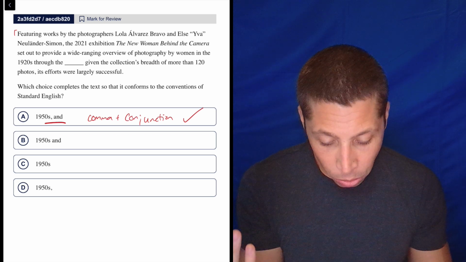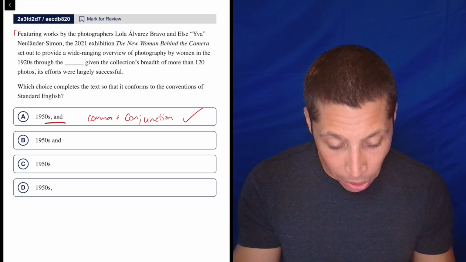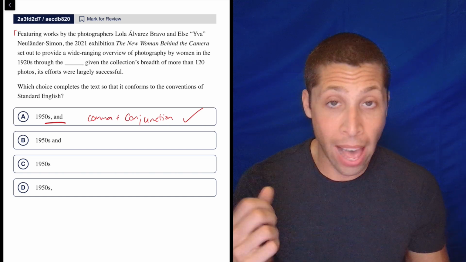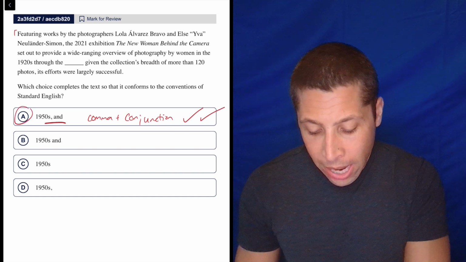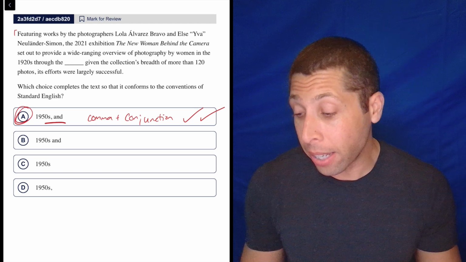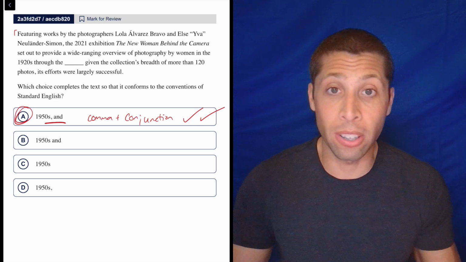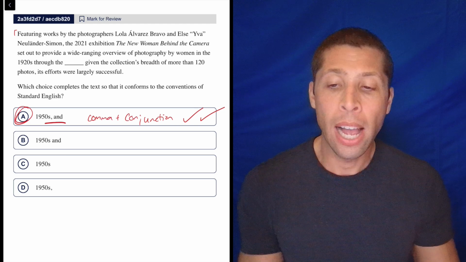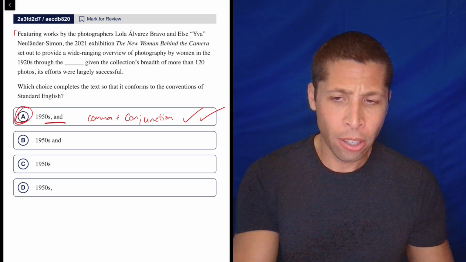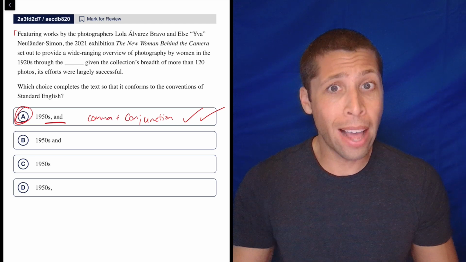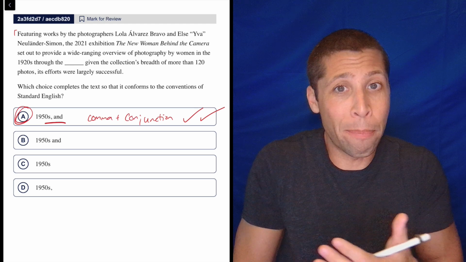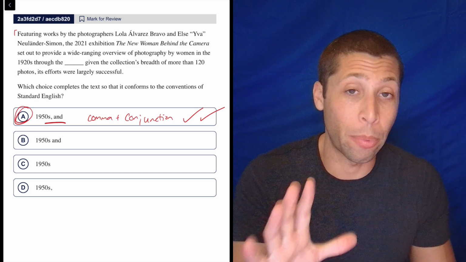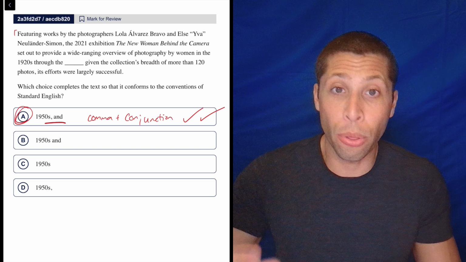So now I'm going to start with, given the collection's breadth of more than 120 photos, its efforts were largely successful. That is also a sentence. We've got 2. It's got to be A. And that's what I predicted it would be at the beginning. I was pretty sure, since that was the only one that was joining 2 sentences, it was likely that that was going to be the answer. I would never, ever, ever just pick A and be done. I have a hunch, but the SAT is so good at kind of defying my expectations that I need to do the test and go through the process.